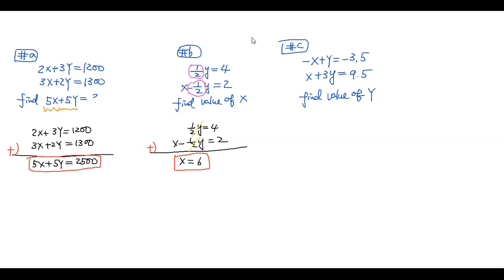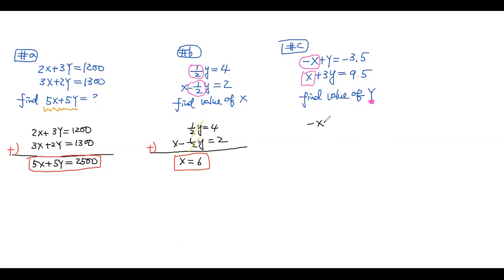Okay, so now let's take a look at the other ones here, part C. So in these ones here, I have negative 3.5, 9.5. Oh my gosh, those decimals. Then you read here, they say find the value of y. So like I said, spend 10 seconds, look at the problems. See what good things you see. Then you say, I'm going to find the value of y. Hey, here is a negative x. This is a positive x. It looks like I might be able to cancel that.